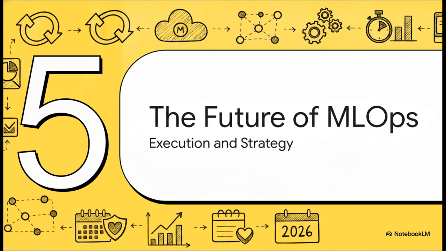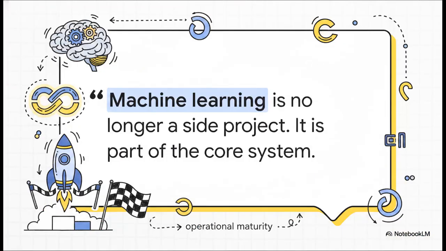Which brings us to our final stop, Section 5, the future of MLOps: execution, maintenance, and strategy. I absolutely love this quote from the 2026 Industry Trend Reports. Machine learning is no longer a side project. It is part of the core system. When it fails, the product fails with it. Let that sink in. Deploying a model isn't crossing the finish line anymore. It's literally just the starting gun. Having operational maturity with your AI is the new competitive advantage.